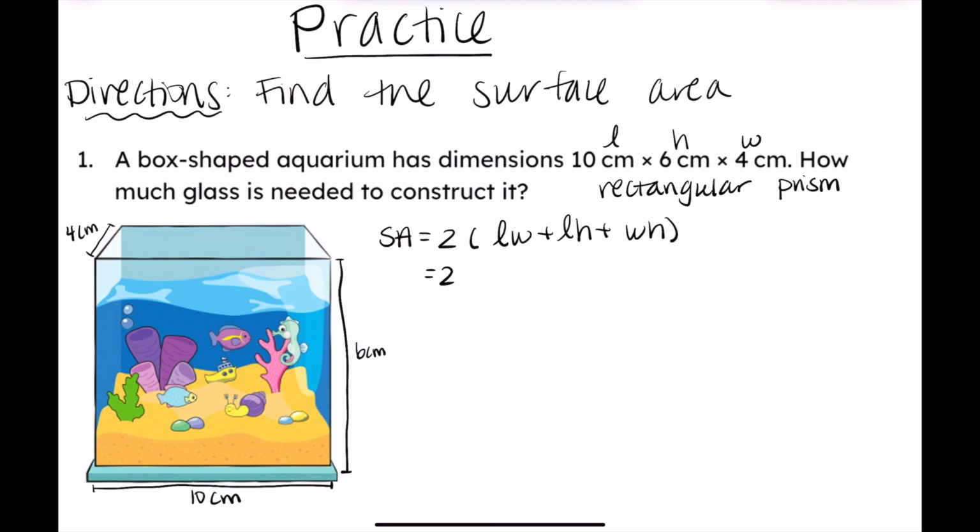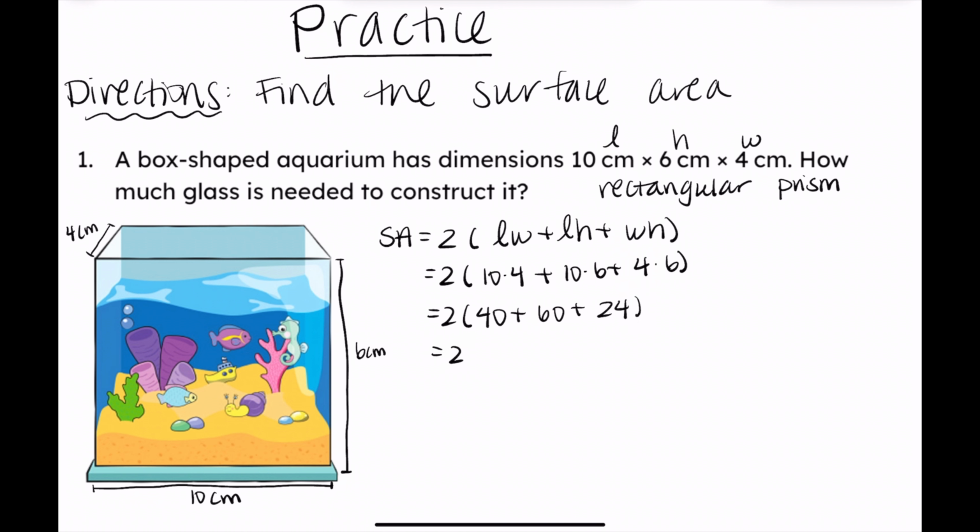We would have 2 times 10 times 4 plus 10 times 6 plus 4 times 6. We know that 10 times 4 is 40, 10 times 6 is 60, and 4 times 6 is 24. So it would be 2 times the sum of 40, 60, and 24.